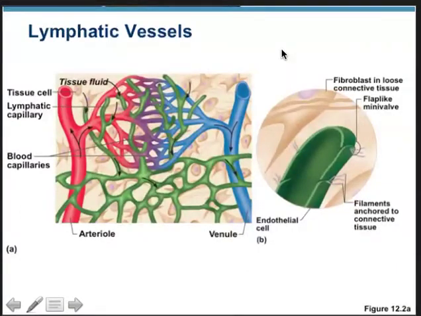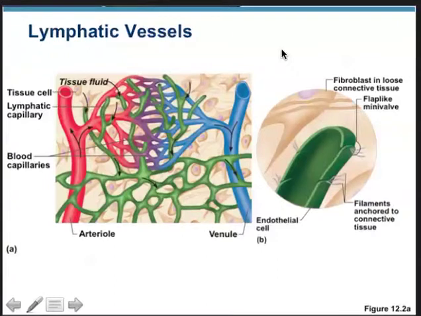Lymph capillaries have walls that overlap to form flap-like mini valves. The fluid leaks into the capillaries, which are anchored to connective tissue by tiny filaments. The higher pressure inside closes the mini valves once they fill with fluid, and the fluid is then forced along the vessel due to the action, again, of skeletal muscle contraction.